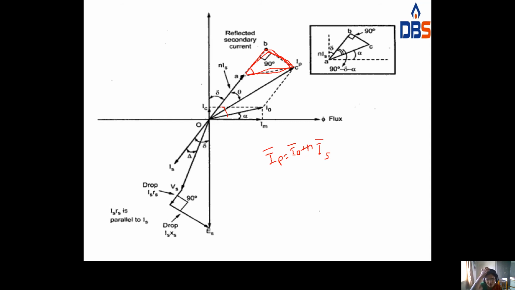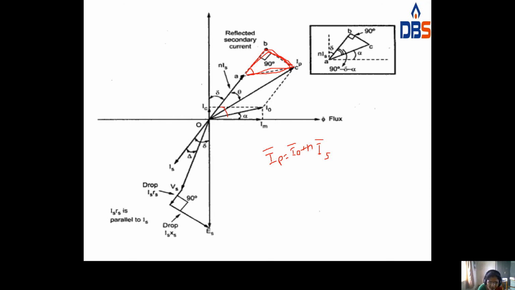Here this is the secondary voltage ES and the secondary current IS. This is the voltage drop VS, so the voltage across the secondary will be VS. IS RS is the voltage drop across the secondary resistance, and IS XS is the voltage drop across the reactance. These two have a 90 degree angle between them. Between IS and VS, you assume the angle delta, and between IS and ES you assume the angle zeta. See here, IS RS is parallel to IS.